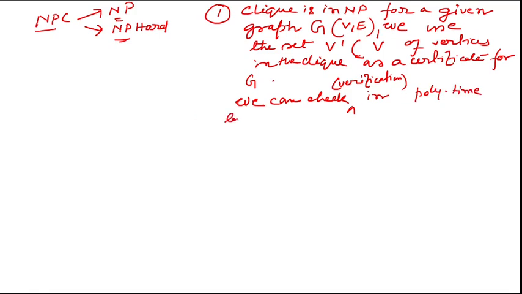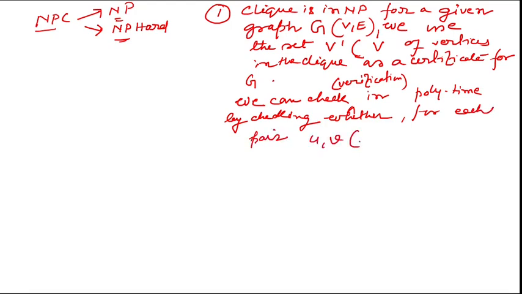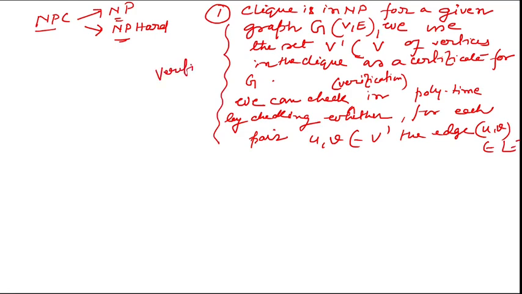by checking whether for each pair U, V belonging to V dash, the edge UV belongs to E. This is for the NP part, just the verification. Just checking whether the clique exists or not.